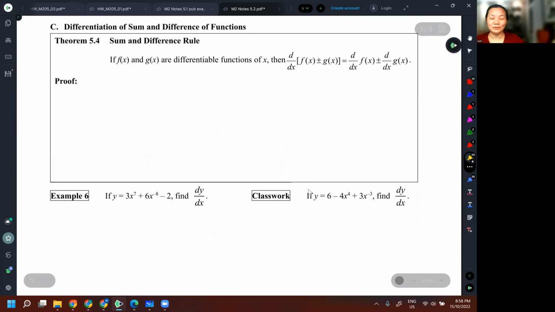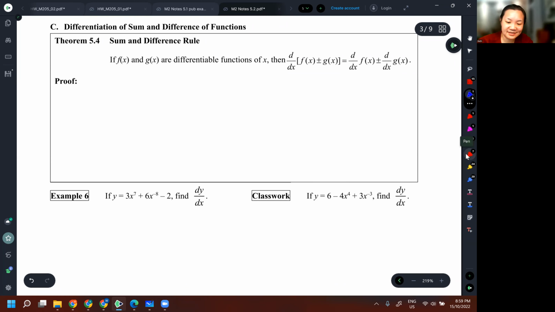More rules. This one is also quite simple. That's the sum and difference rule. I think you understand this, although I use the more difficult notation, the d/dx notation. That means to differentiate a sum is the sum of the derivatives. To differentiate the difference is the difference of the derivatives. I'll prove it.